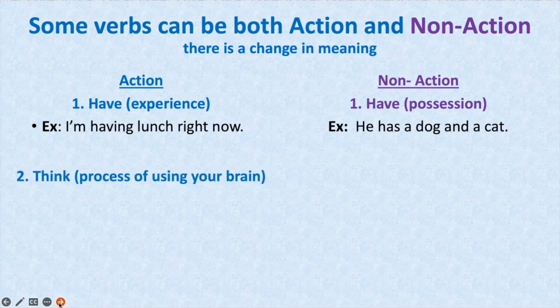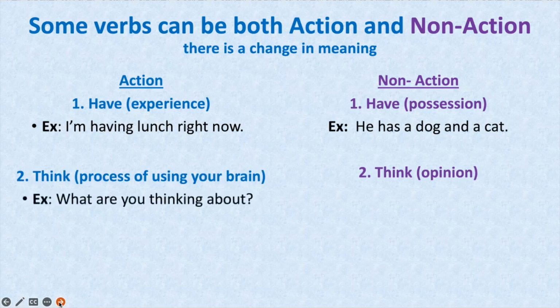The next verb is the verb think. If you use think in the meaning of process of using your brain, it's an action verb. If you use think in the meaning of an opinion, it's a non-action verb. For example, what are you thinking about? I think this lesson is useful.